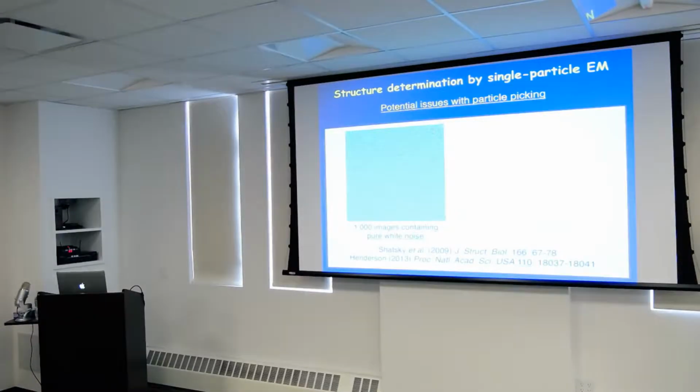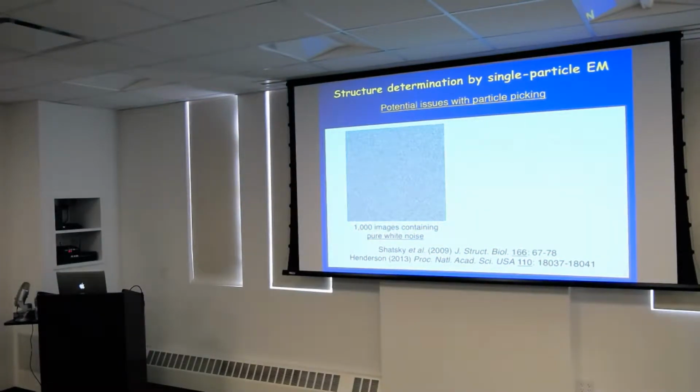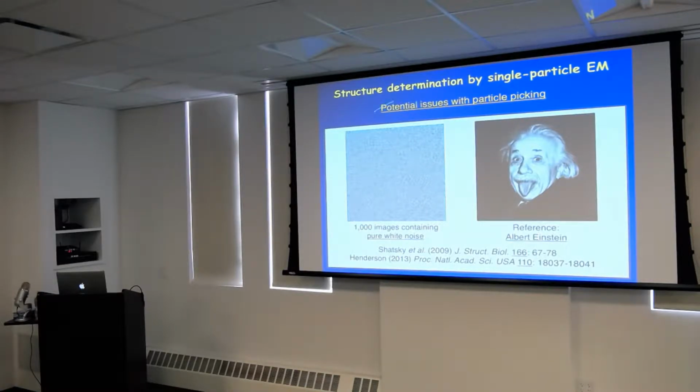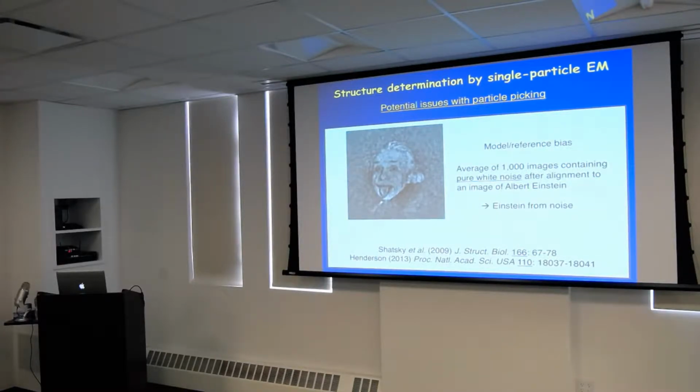So the problem with reference bias is shown here. These are 1,000 images that are pure white noise. It's just Gaussian noise. There's nothing in these images, nothing whatsoever. Now you take a reference, a template that you use to pick the particles, and you try to align these images to this reference. So nothing in the images, you align them to this one, and what you end up with is a shadow image of the reference.